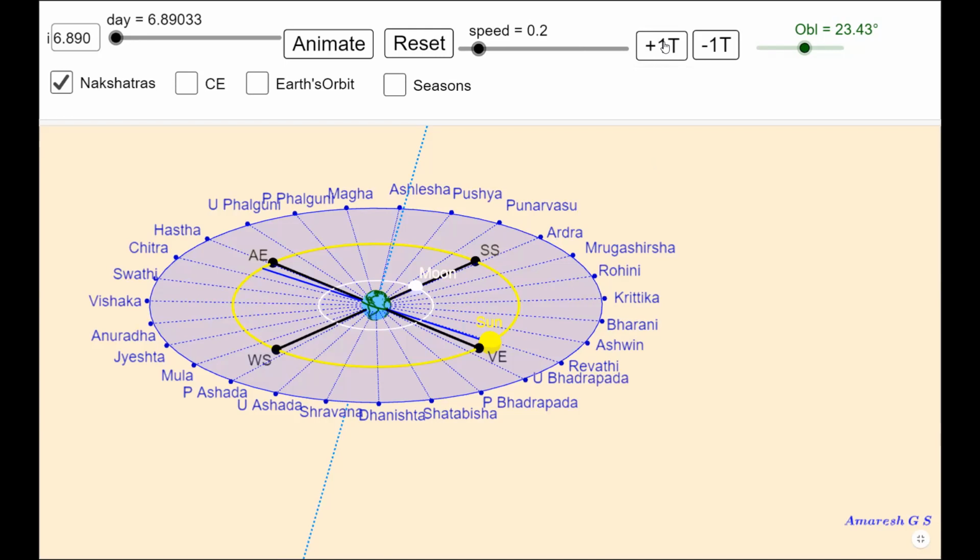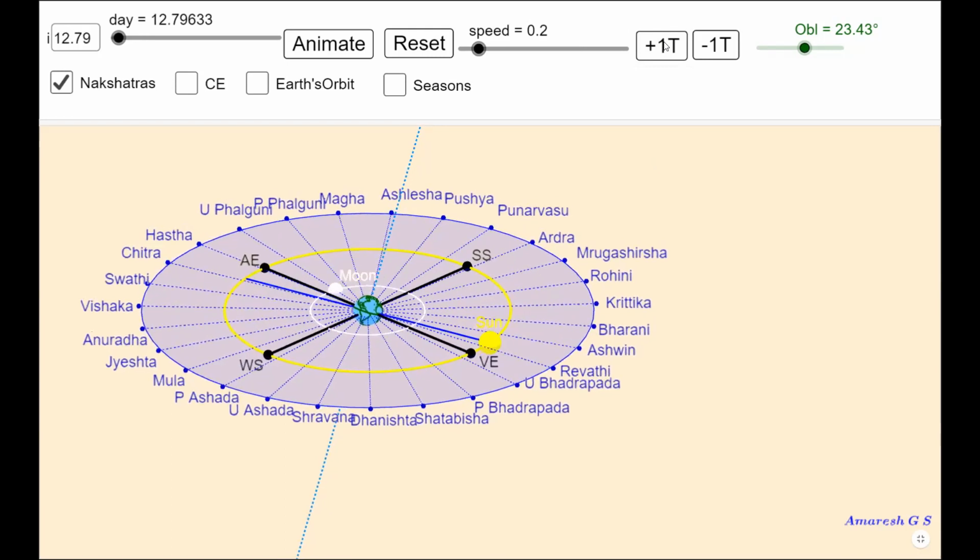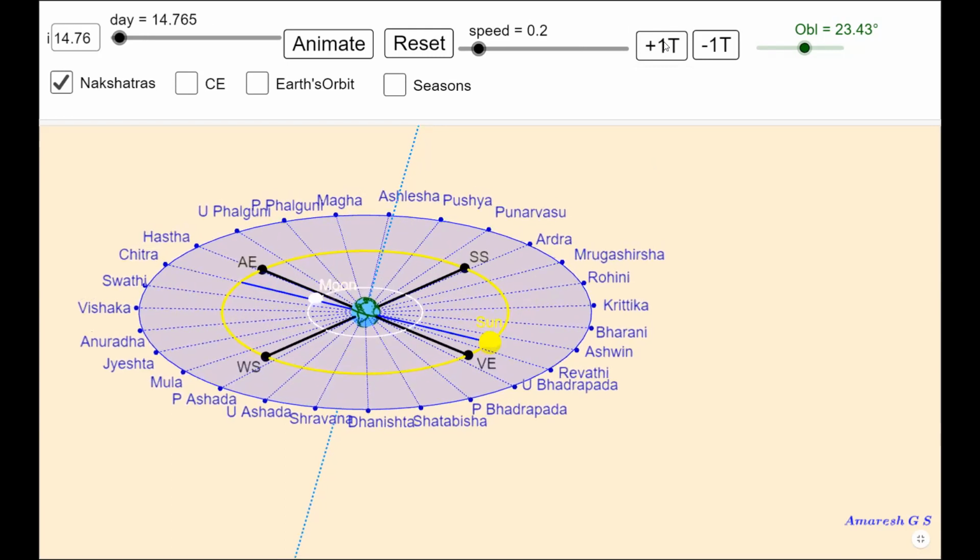Let's continue further until the full moon. So this was 7. So 8, 9, 10, 11, 12, 13, 14, 15. This is the full moon day. Now, what is the nakshatra of the moon on this full moon day? Same process. Draw an imaginary line starting from the earth that goes through the moon, extend it all the way to the background reference frame. And we find here that the nakshatra is Chitra.